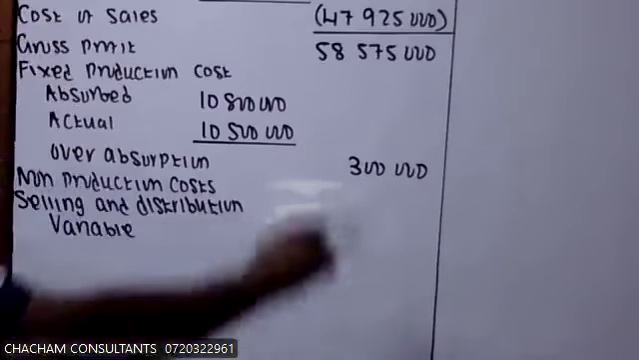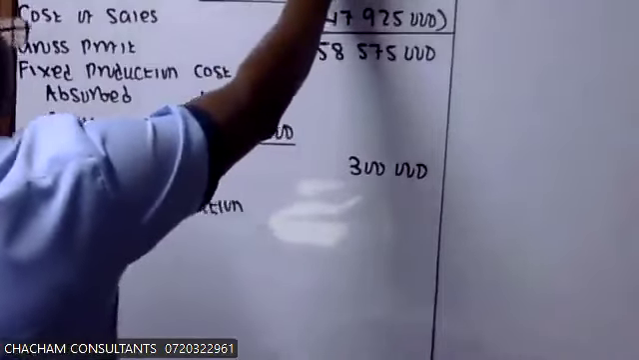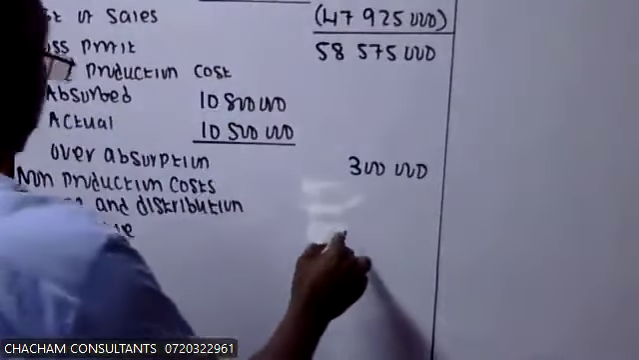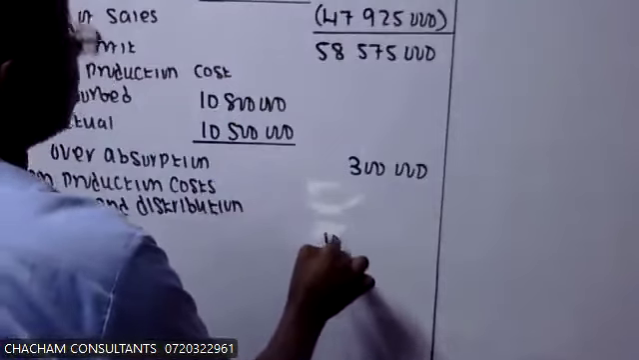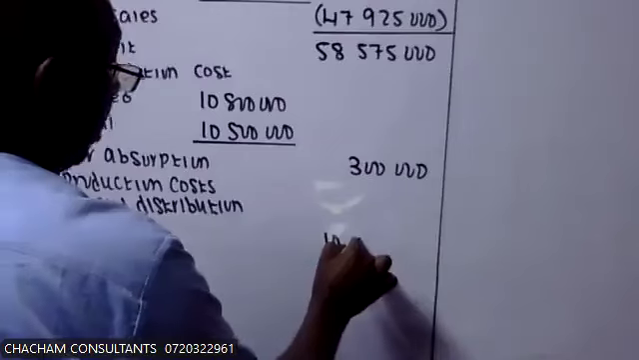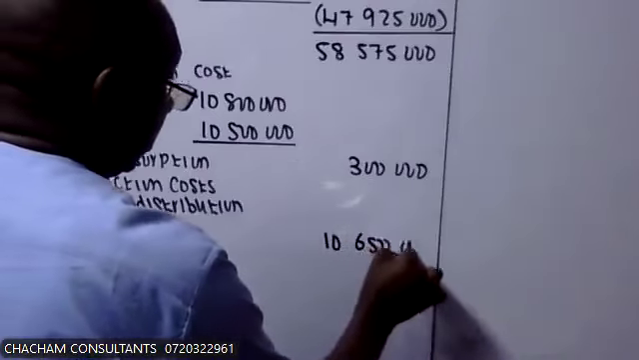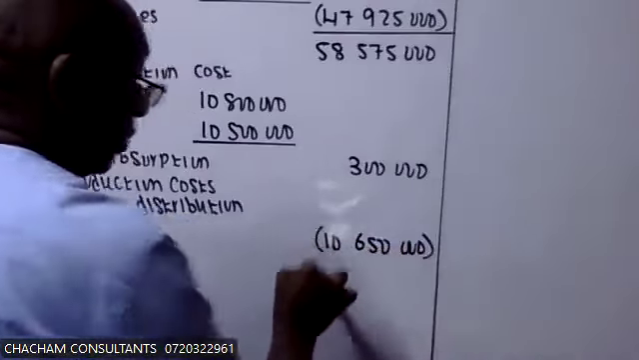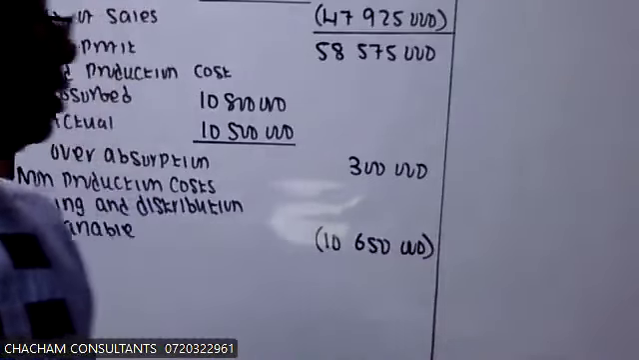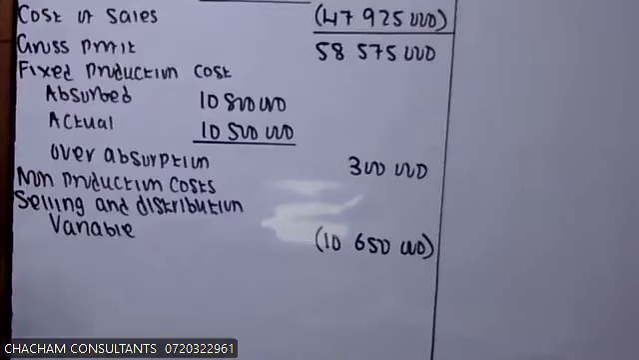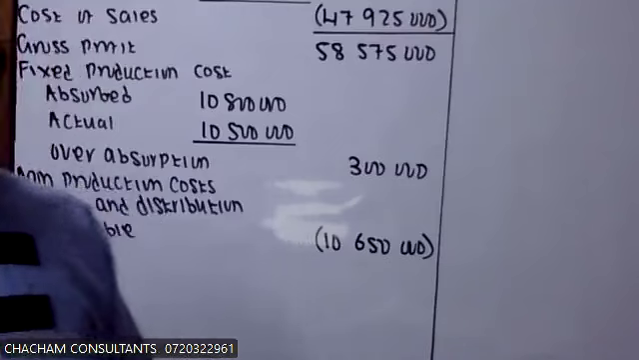So 10% of our sales, which is this, will be 10,650,000. It's 10% of sales, so it is 10,650,000. Then the fixed.